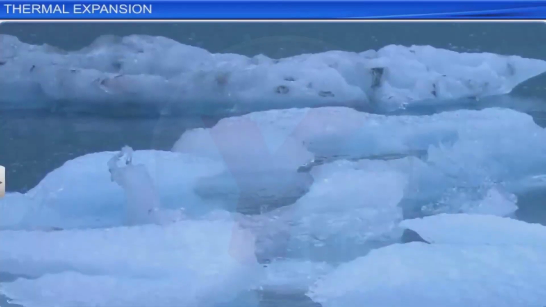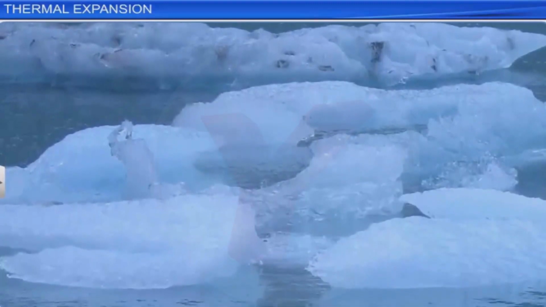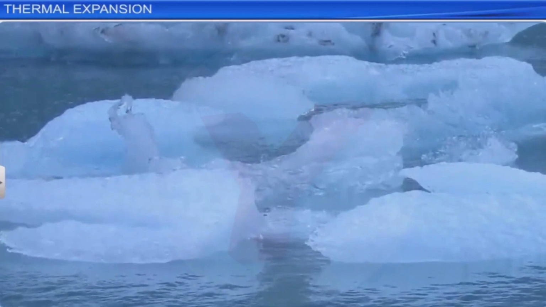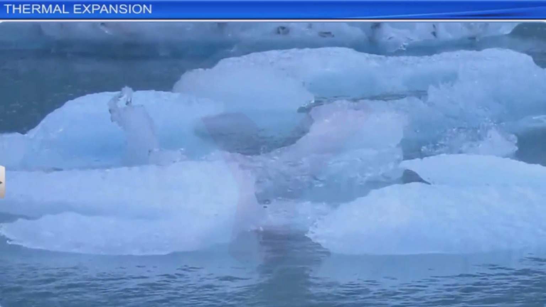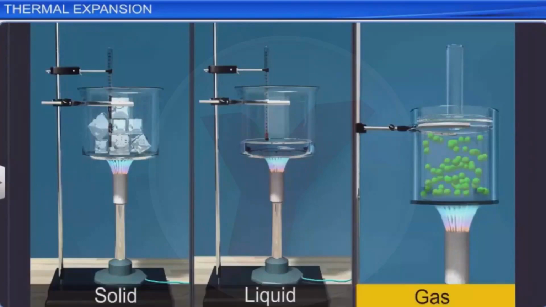Lakes and ponds freeze first on the upper surface of water. The frozen water body, which is the ice, floats on the denser water. When a solid, liquid and a gas are heated, the gas expands more than the solid and the liquid.